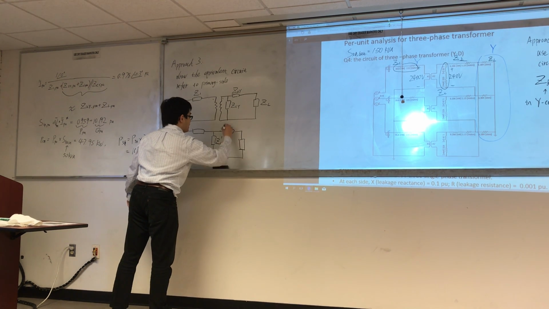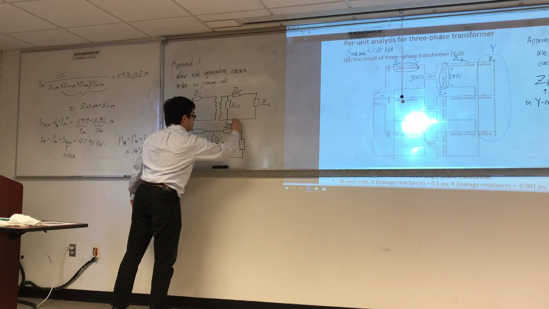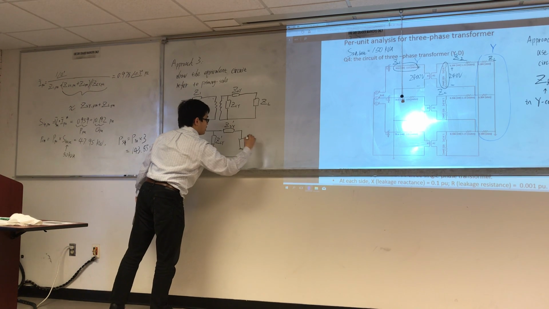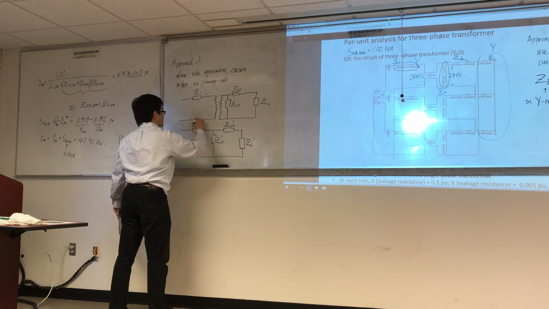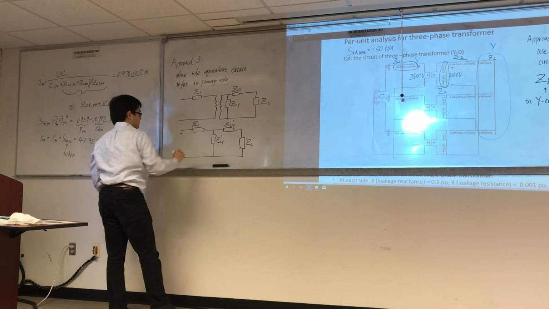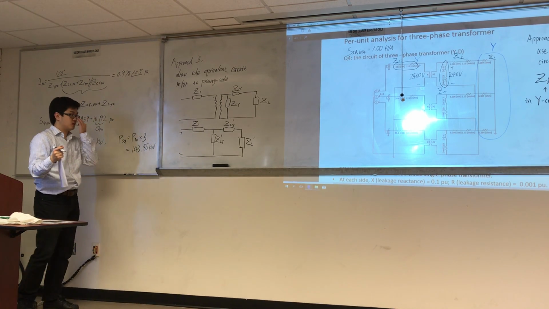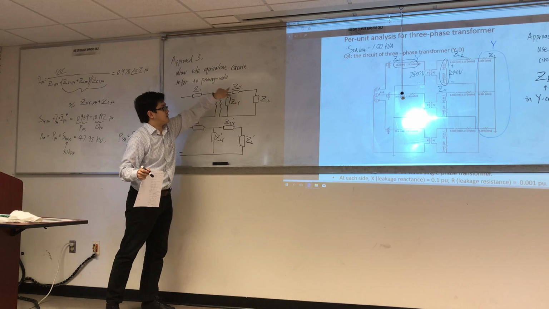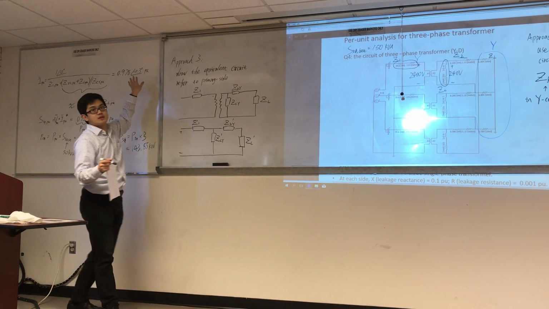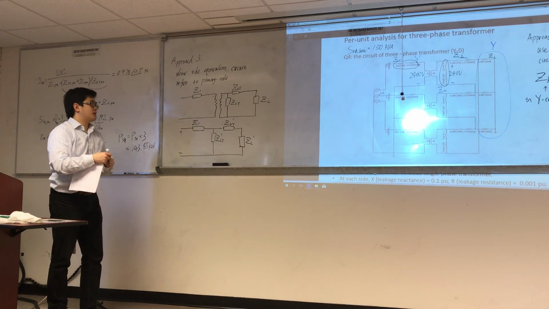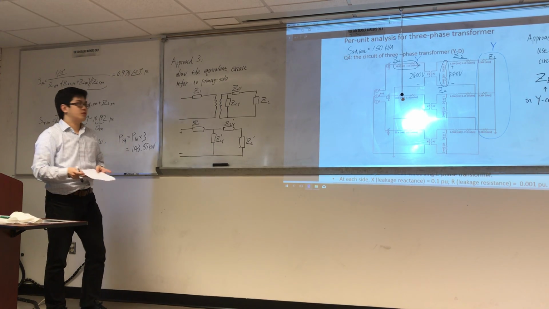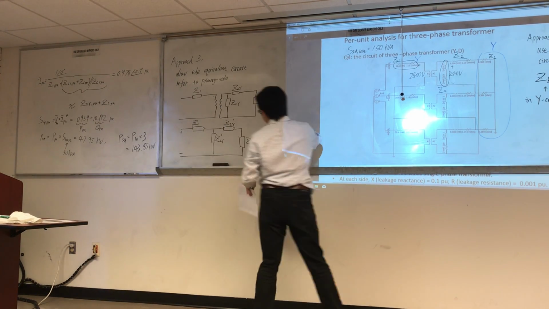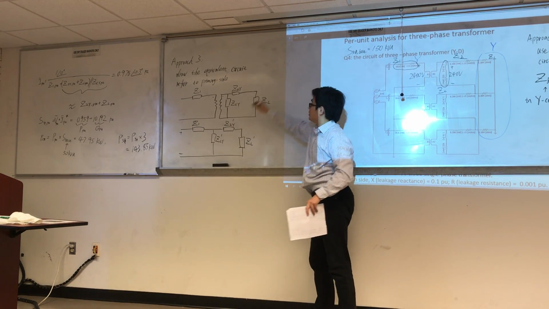This is Z1, Z2Y prime, ZL prime. So that means you need to convert all of the secondary side impedance to the primary side. How to do that? You need to use the voltage ratio. Let's use this one as an example.